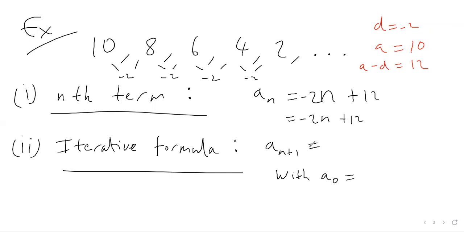And how about this iterative formula? So again, a(n+1), the next term in the sequence, is going to be the previous term, so an, and then in addition the difference here is -2, so actually an - 2. So that's going to be our iterative formula for this sequence, but with the first term, a0 equals 10. So that'll be the first term of the sequence. So that's how we would obtain an nth term formula and an iterative formula for a linear sequence like that.